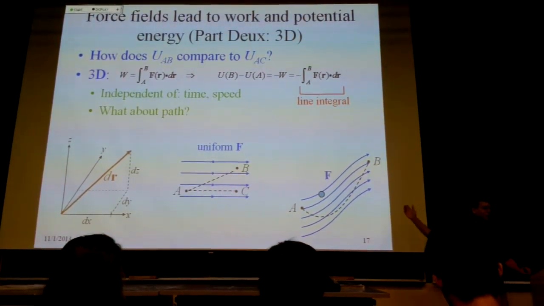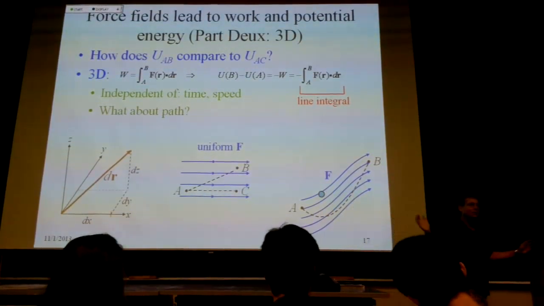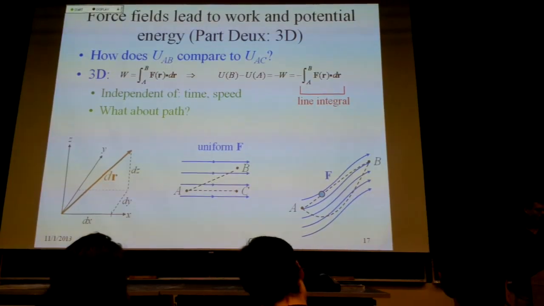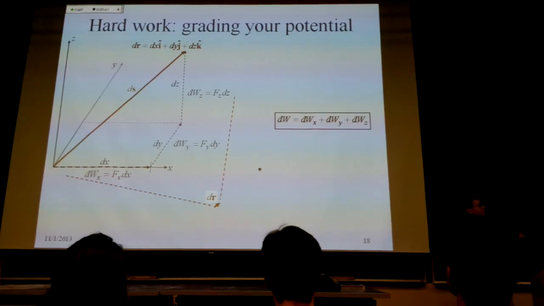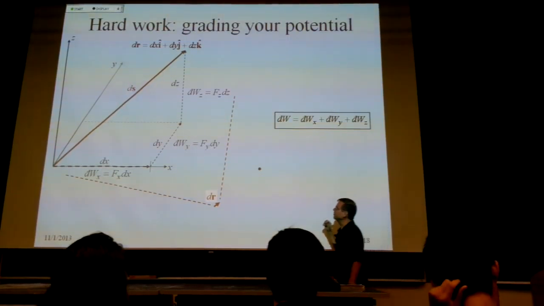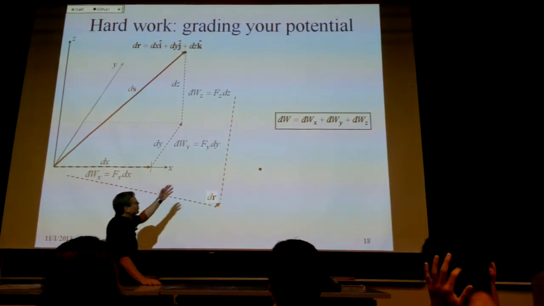So just like in one dimension, the work done is independent of the time, it's independent of the speed, it's independent of the path, same reason. So we can also do the reverse. We can go from the potential energy back to the force field, and that's the gradient operator.